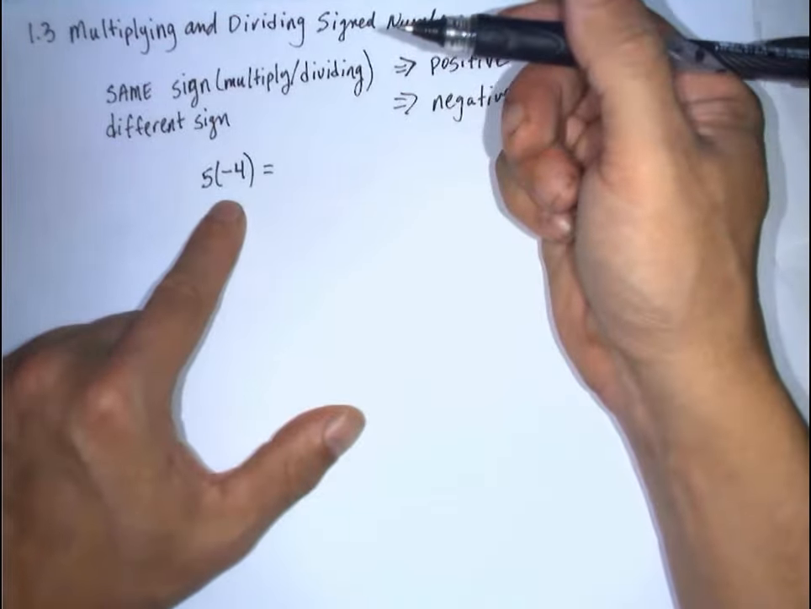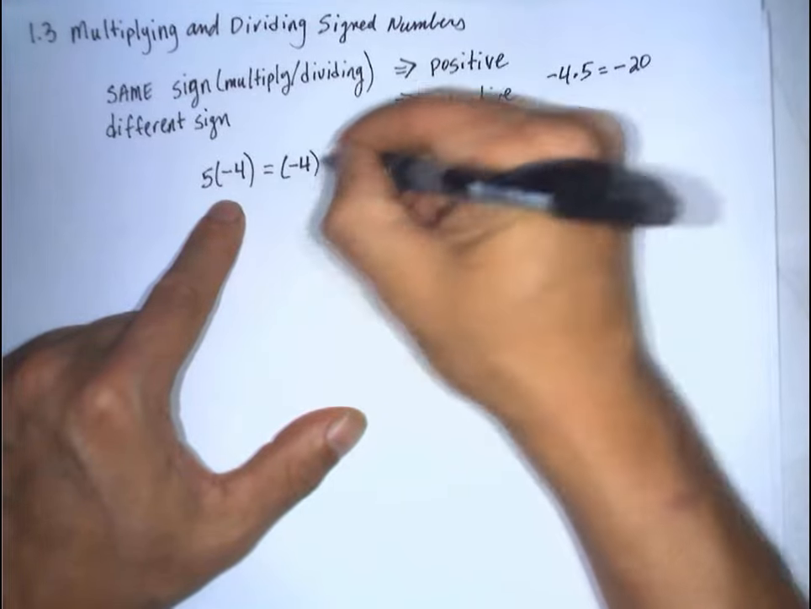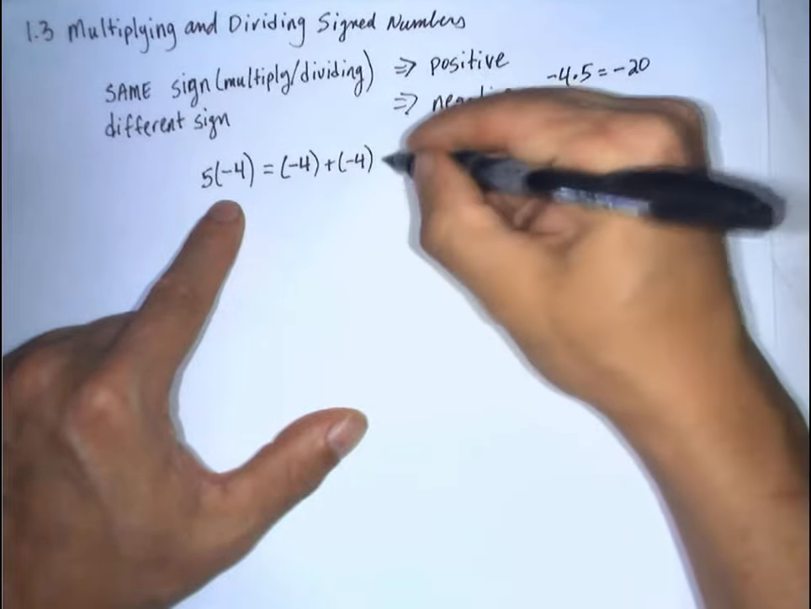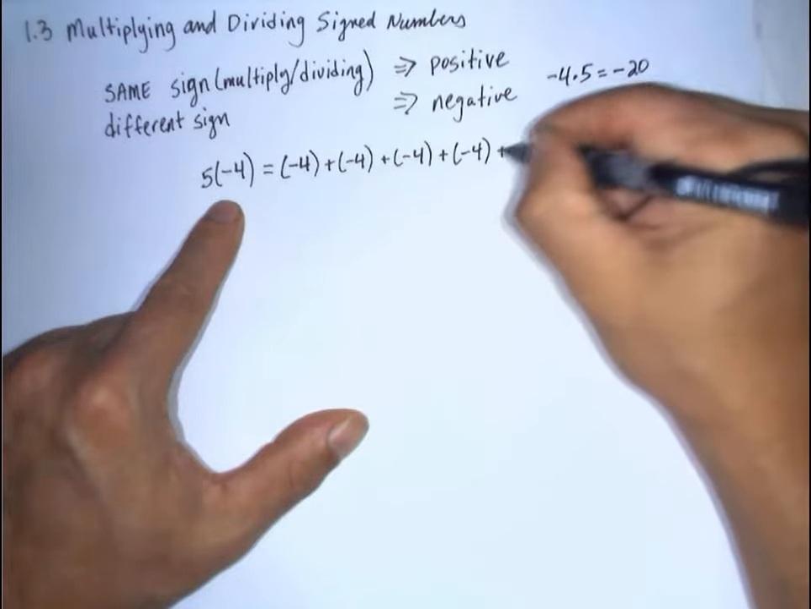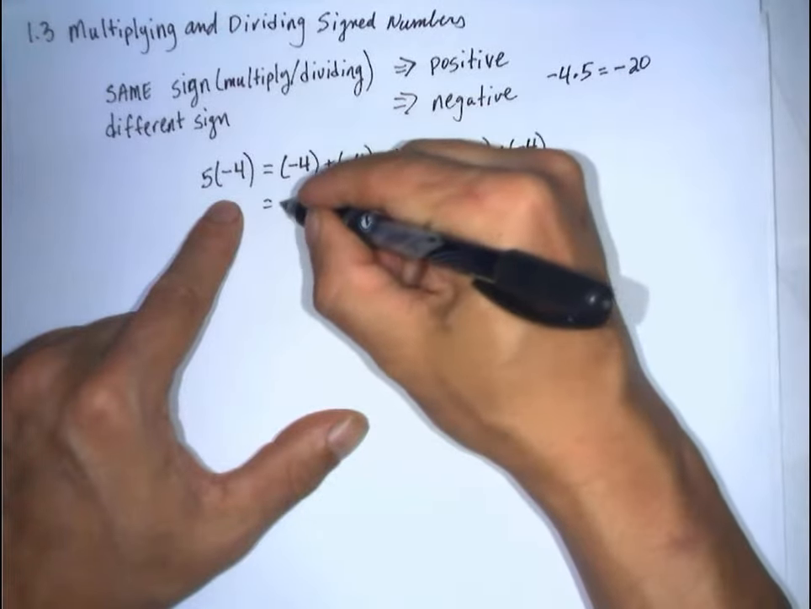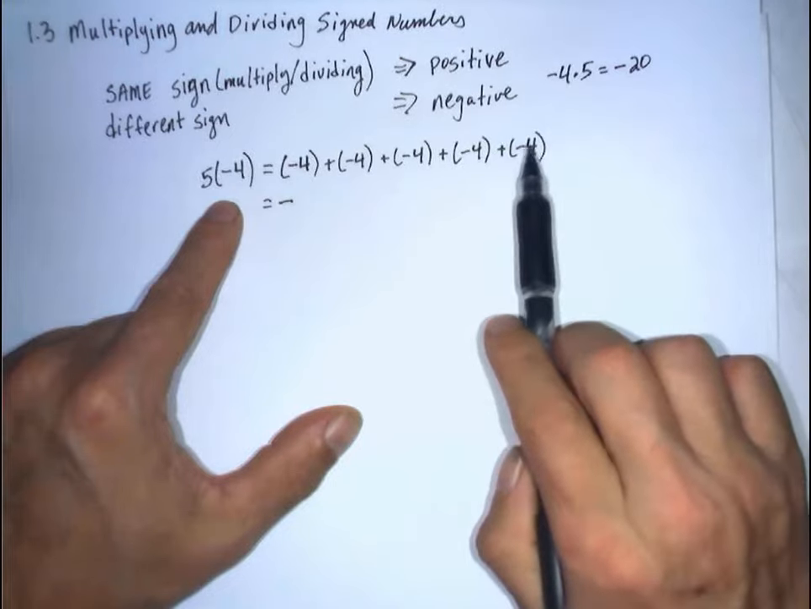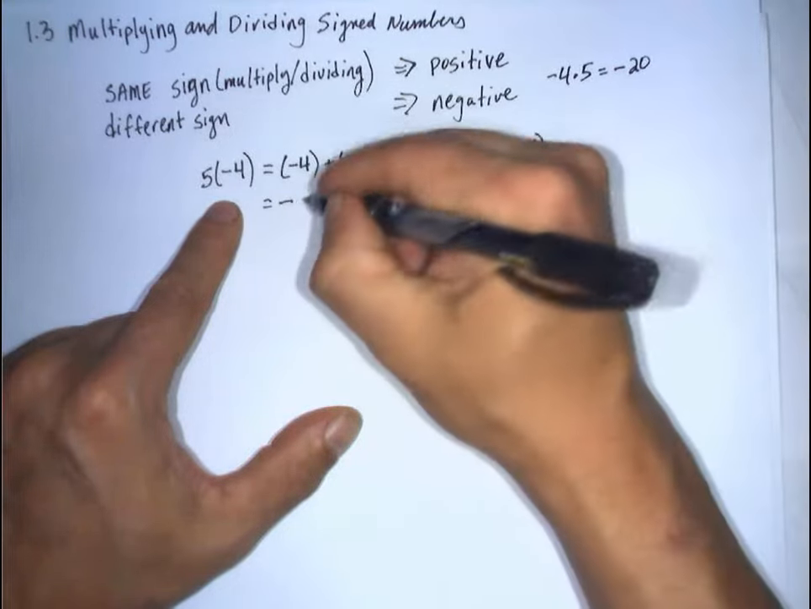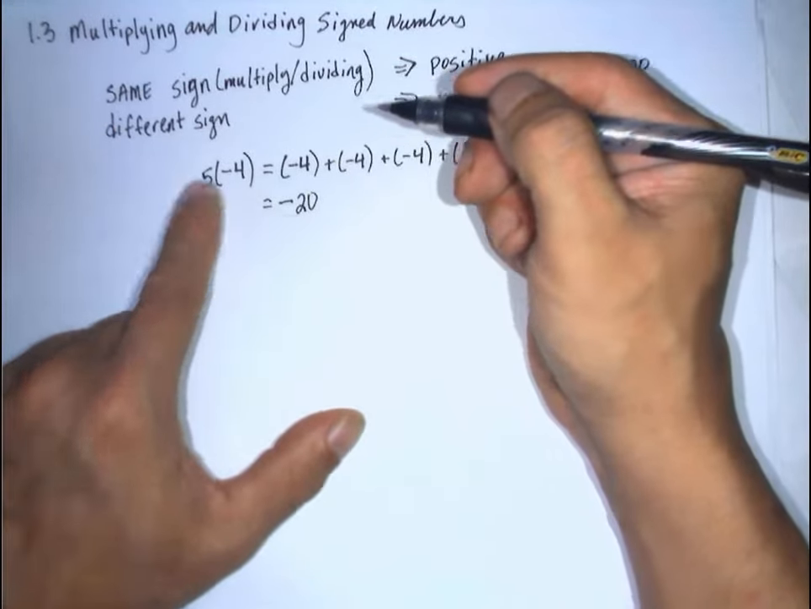multiplication is repeated addition. So this is going to be negative 4 plus negative 4 plus negative 4 plus negative 4 plus negative 4. Now in the previous lecture we learned how to add signed numbers. And if we add numbers that are the same sign, the result has the same sign, and we just add the numbers. 4 plus 4 is 8, plus 4 is 12, plus 4 is 16, plus 4 more is 20. So that's why a negative times a positive is negative.